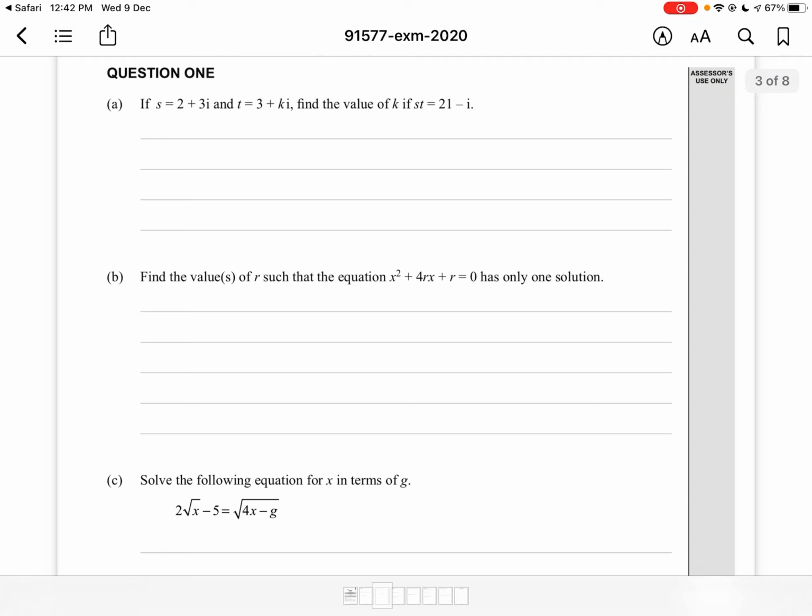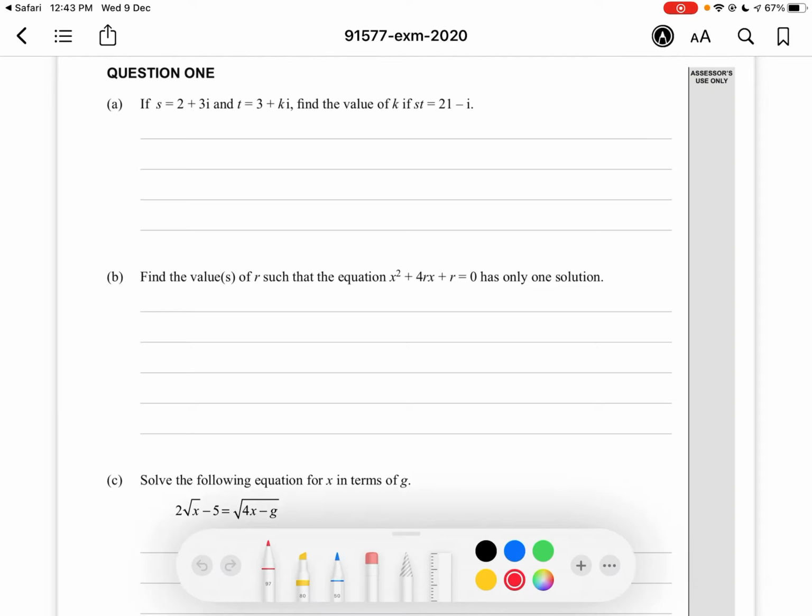So for question 1, if s equals 2 plus 3i and t equals 3 plus ki, find the value of k if s times t equals 21 minus i. Alright, for this question, we're just going to multiply s and t together. So 2 plus 3i multiplied by 3 plus ki, so that's st.